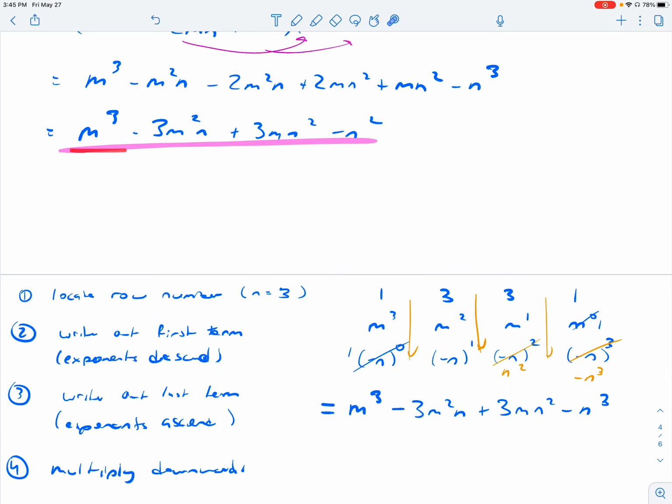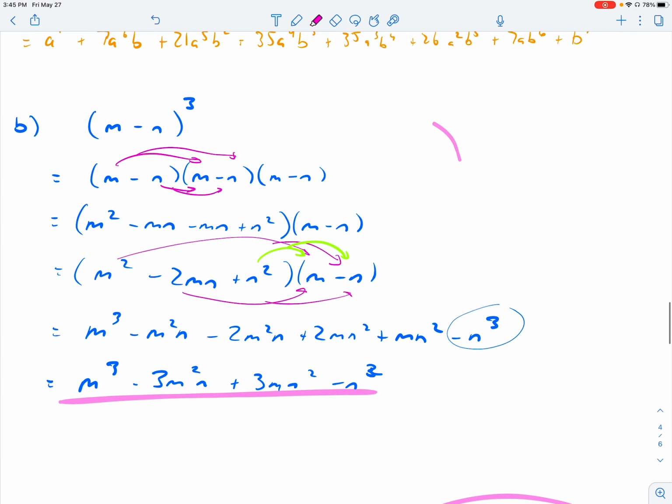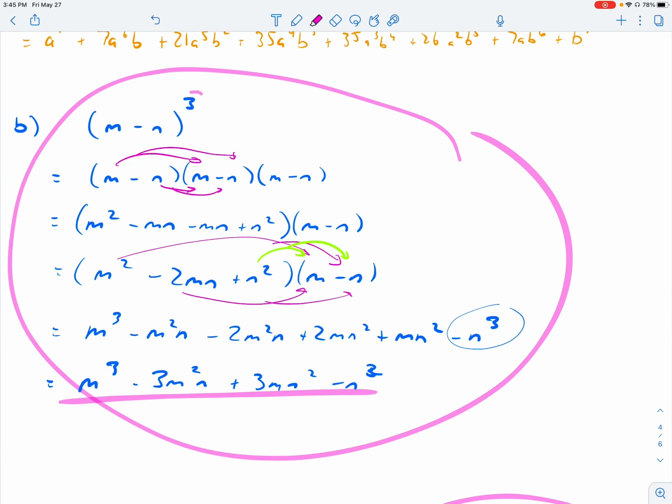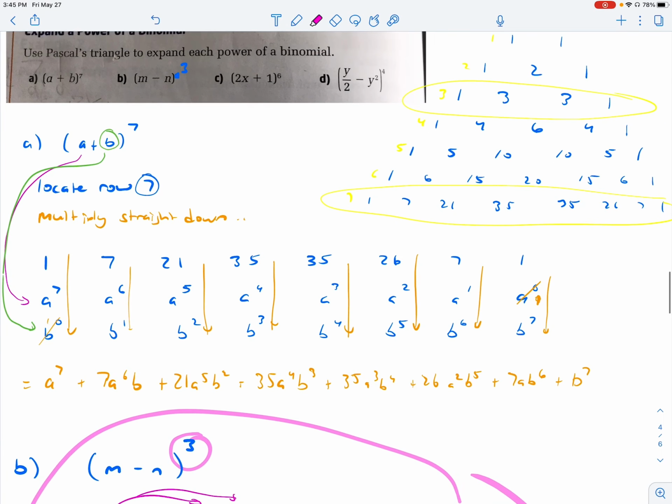Does that look like our final answer? Yeah, we got m cubed, minus 3m squared n, plus 3mn squared. That's my bad looking 3 here. That's a cube. You can see it up here. And then we got that one right here. So yeah, our answers are identical. So you can see how this is like a shortcut to doing the expansion. Not much of a shortcut for this one here because it was only degree 3, but imagine trying to do it for this one. So definitely makes things quicker in the long run.